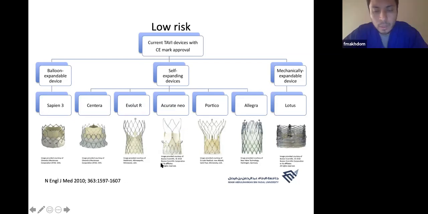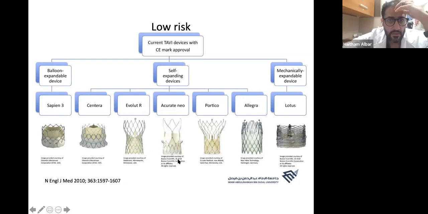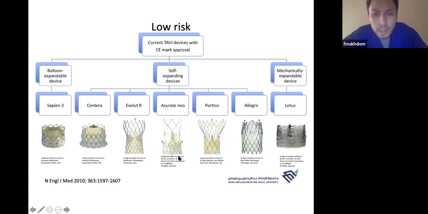Now in Saudi Arabia there is also Accurate Neo, which is in the middle. It's been used a couple of times. It's from Boston Scientific. When you have this question, you should say either balloon-expandable valve or self-expandable valve. Those are the main categories. Self-expandable is Evolut R, the Medtronic CoreValve, and balloon-expandable is the Edwards Sapien 3 or Sapien 3 Ultra.